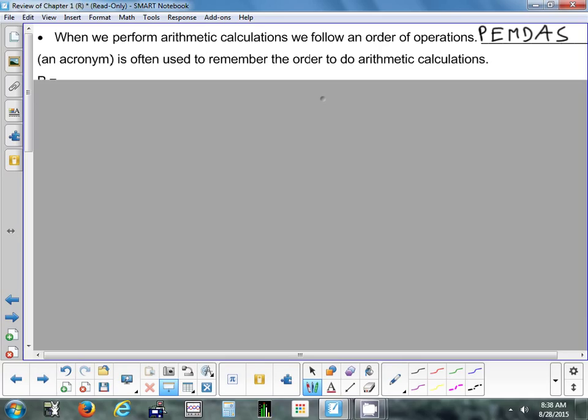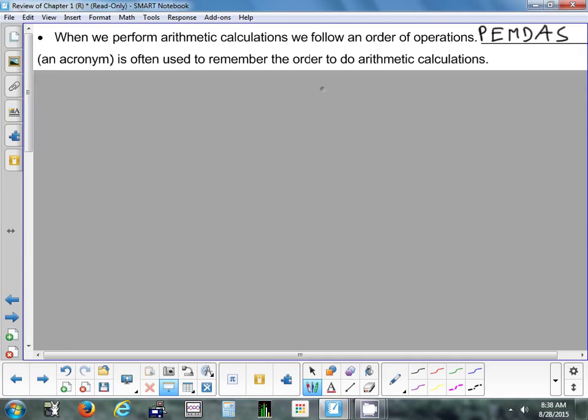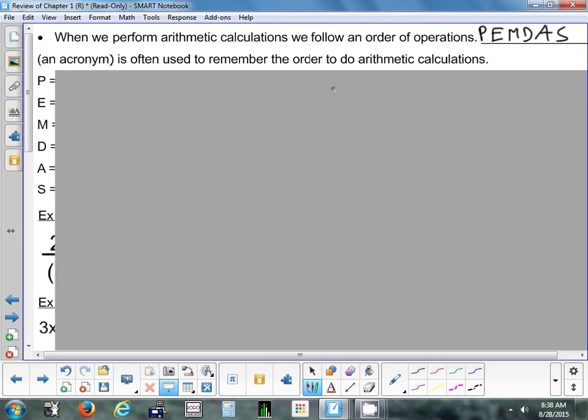So, PEMDAS is an acronym that we use to remember the order. Hey guys, when I say that word acronym, does everybody understand what that means? You know what an acronym is? What do you think, Dustin?